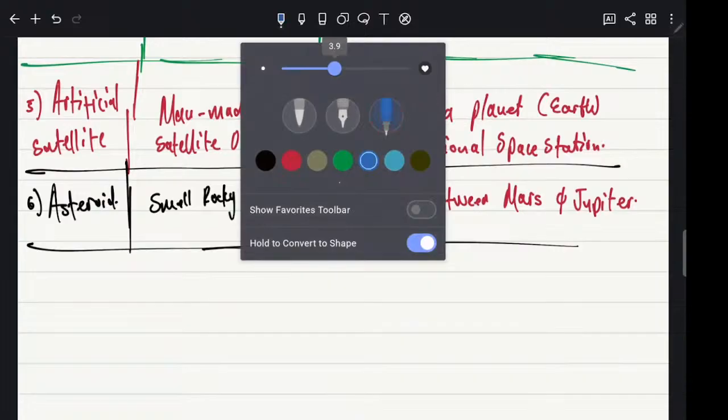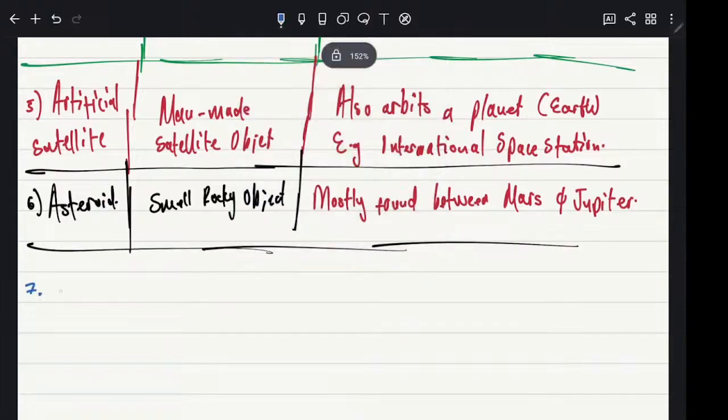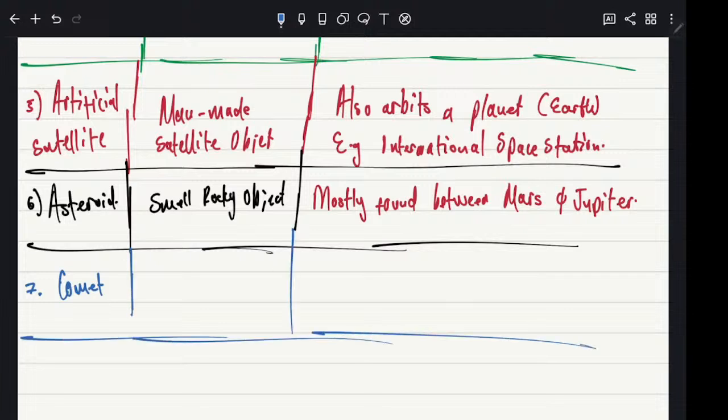Then the last one is a comet. It is ice and dust. Objects made of ice and dust.